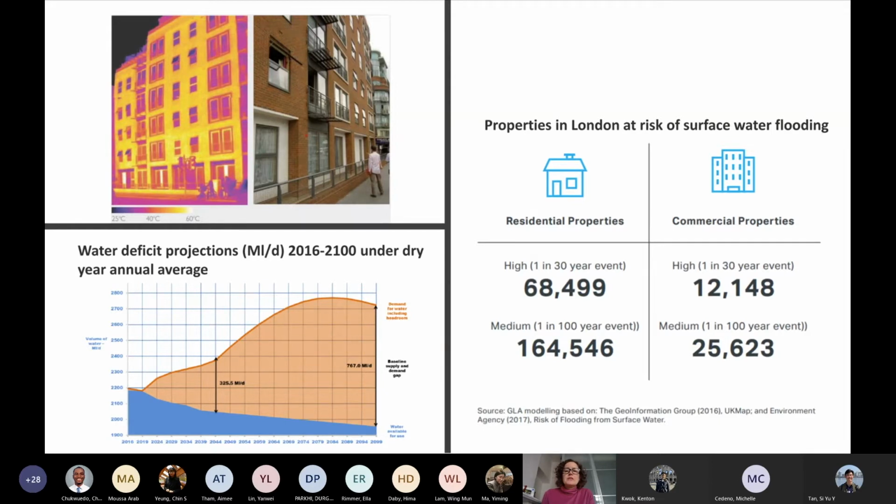So just to say that how we understand the risks from climate change and how we understand how to adapt isn't just about the weather. It's not just about what's falling out of the sky. It's all moderated or exacerbated by things that are happening on the ground. Next slide, please.